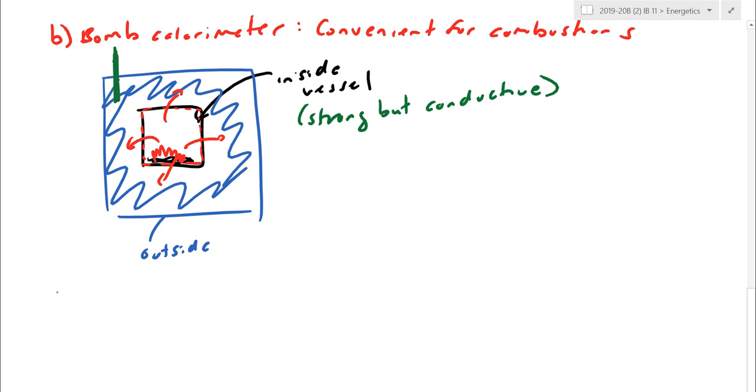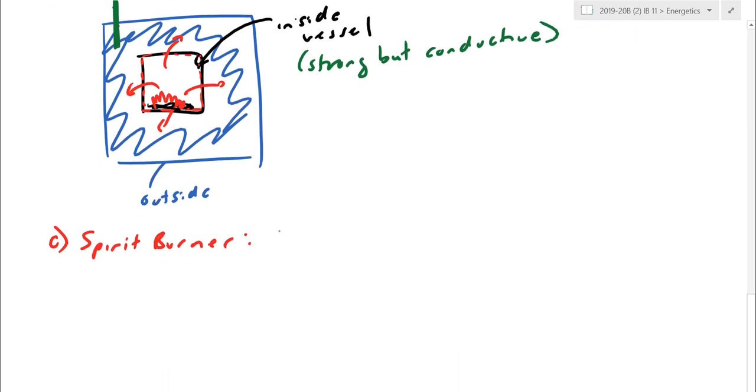So sort of the compromise between those two here, they're going to call this one a spirit burner. A spirit burner always looks to me like a sort of oil lamp. This one here is convenient also for a burning reaction, specifically for burning spirits or alcohols.